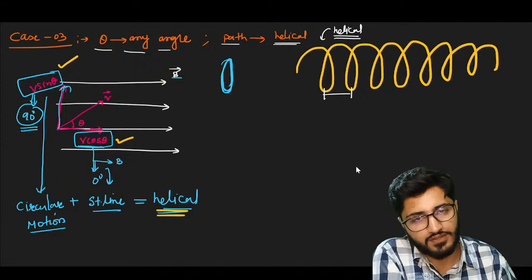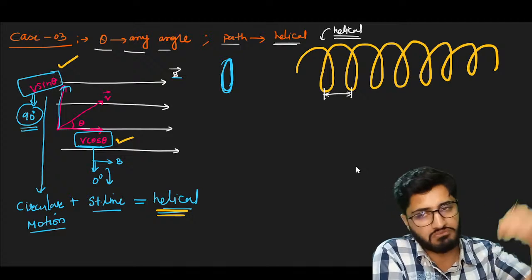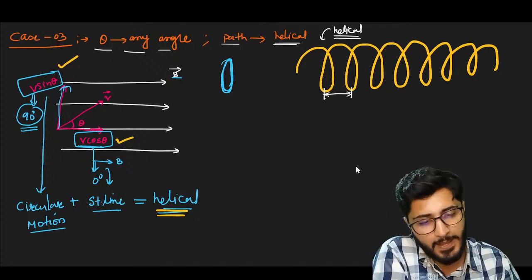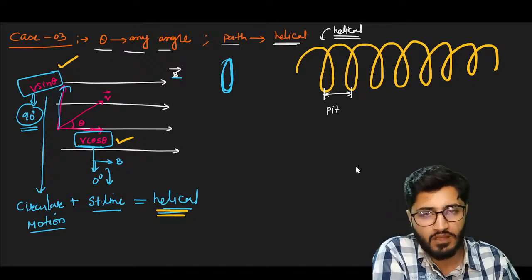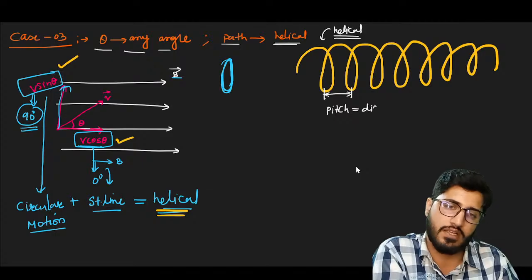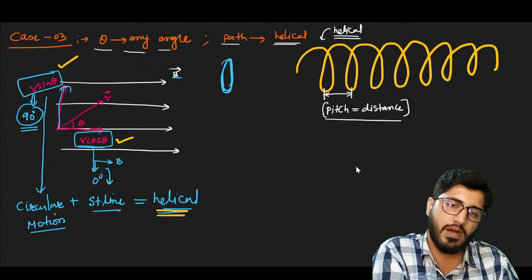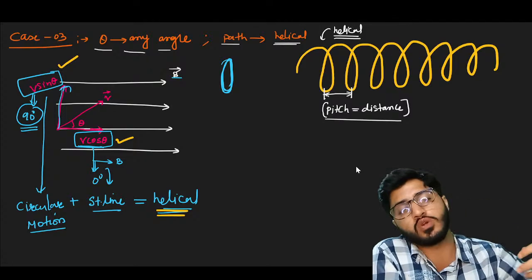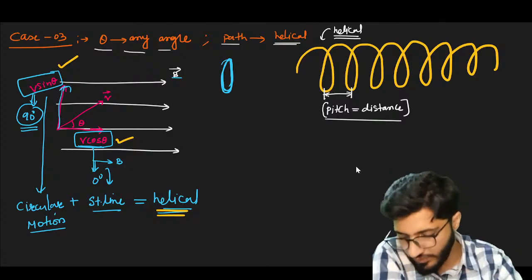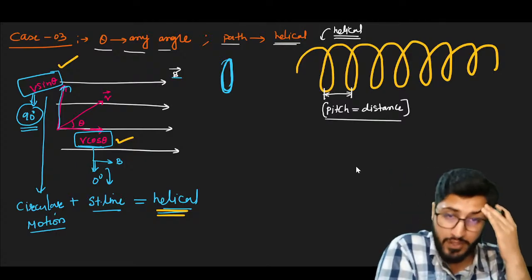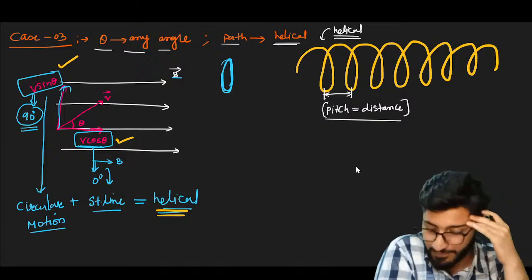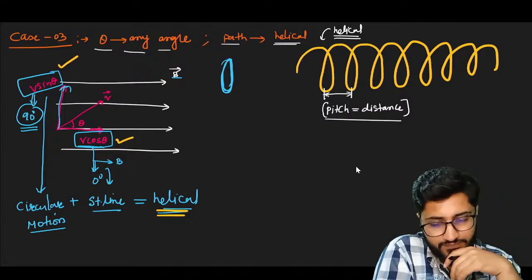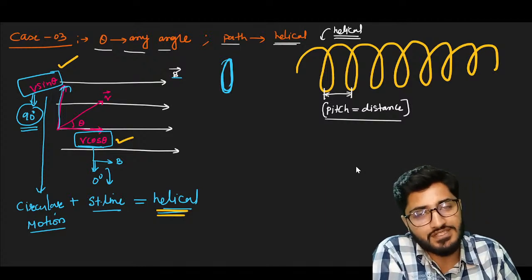Look, this distance between two circular motions is known as what? Pitch. Pitch means distance only. Okay, somebody will ask you, but what is pitch in a helical path? In a helical path, pitch means the distance covered by the particle while going into circular motion. That particular distance is known as pitch. Okay, done? You can see now. Pitch is distance.